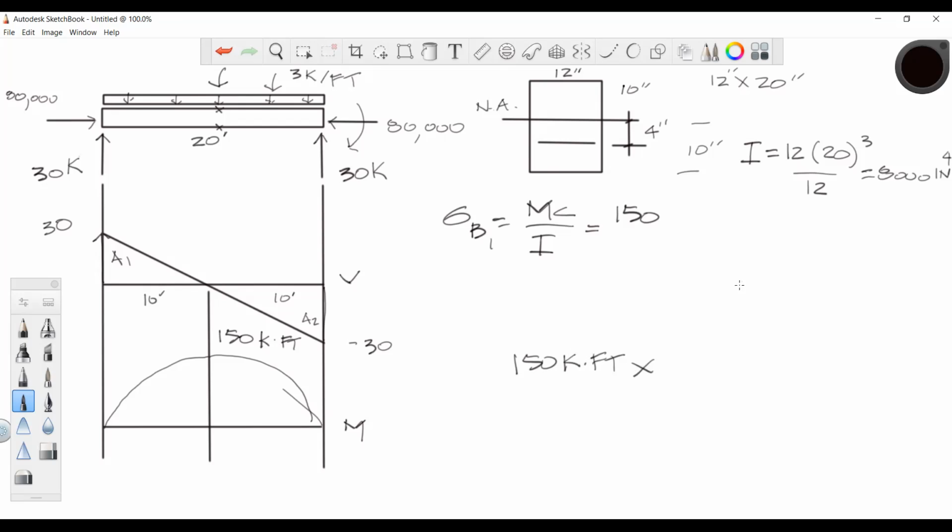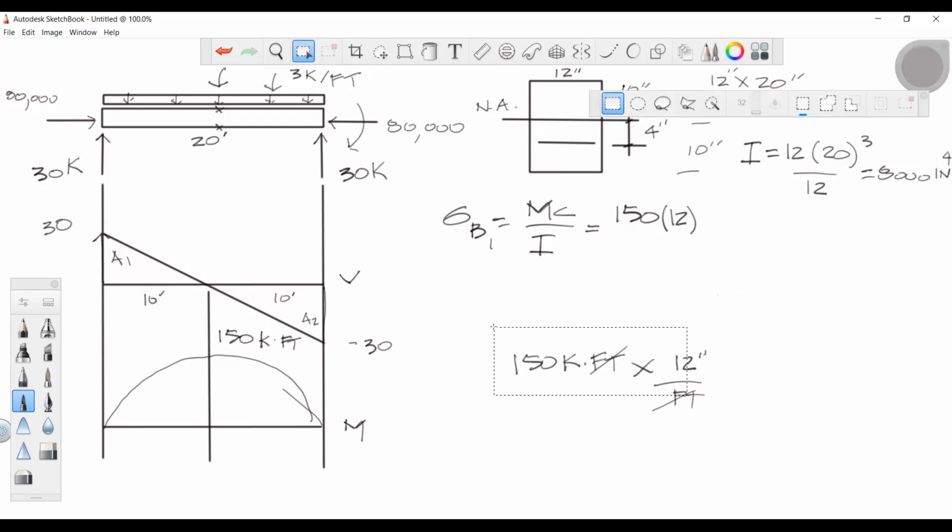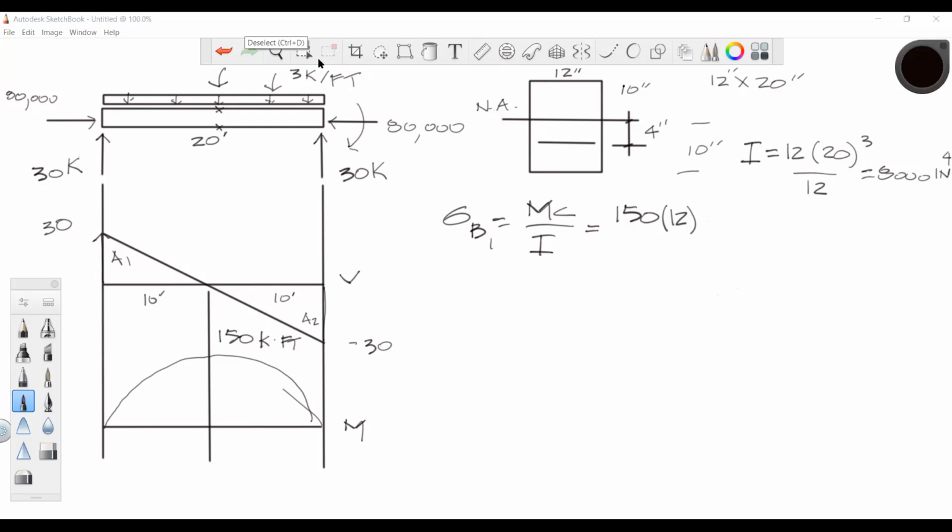12. So we want 12 inches on the top, right? And feet on the bottom, so they cancel. So we're multiplying by 12. You agree now? Yes, yes. Oh, okay. Got a little mixed up there. Do not hesitate to do that if you need to, okay? Because definitely, that's a really common mistake. I make that mistake myself sometimes. You've got to watch that, okay? So C is the distance from the neutral axis to the edge fiber. So what would that be?